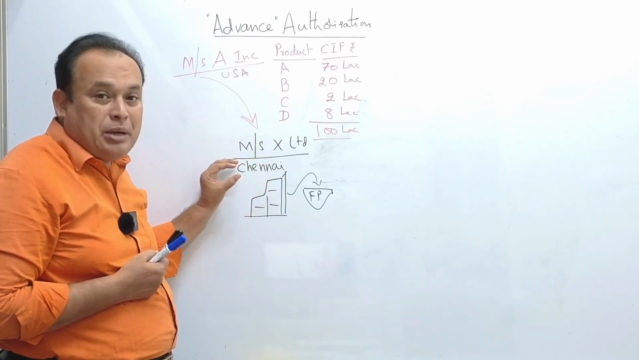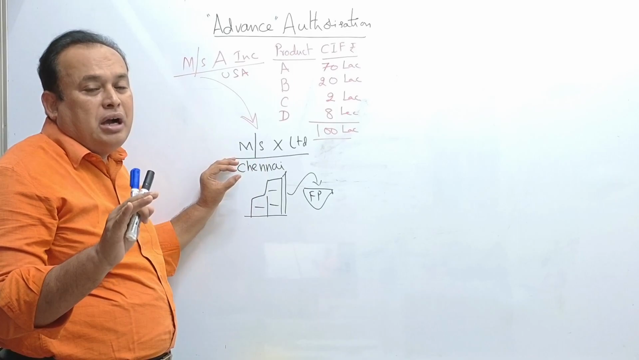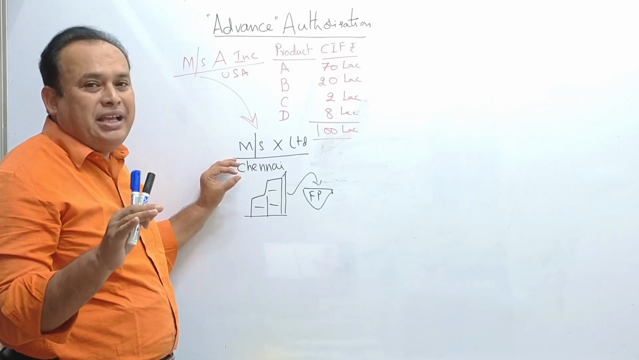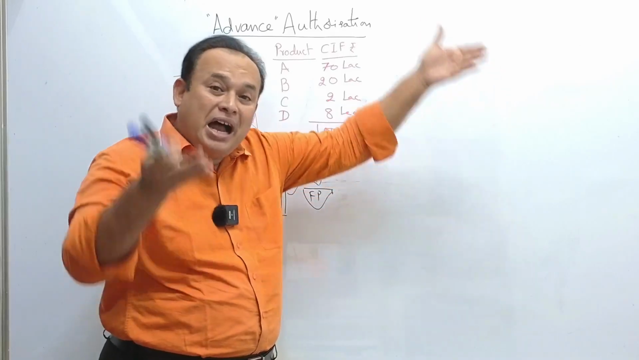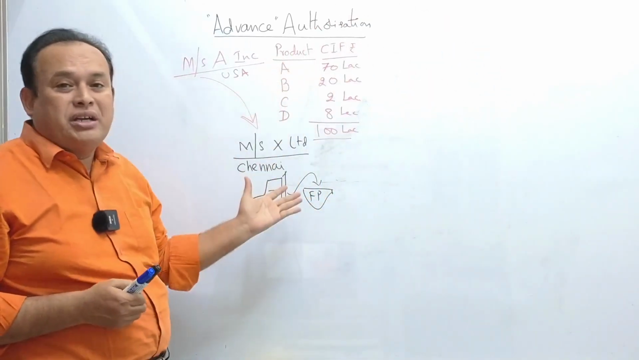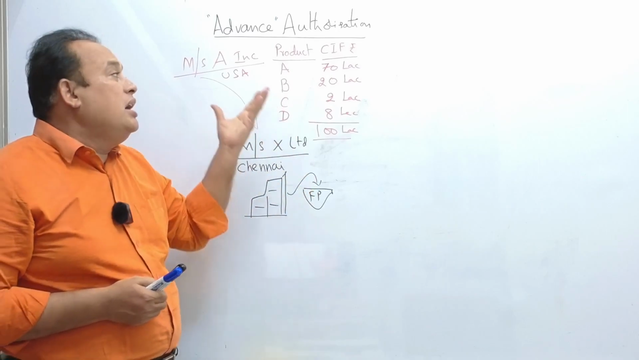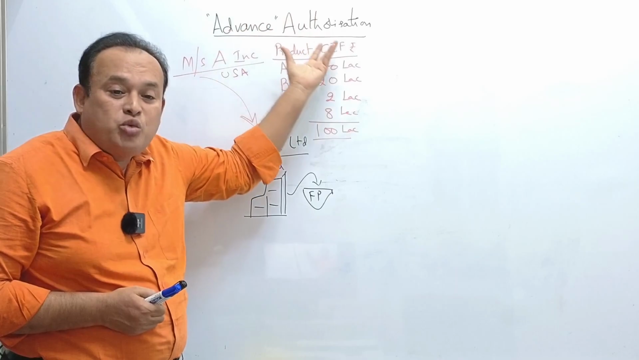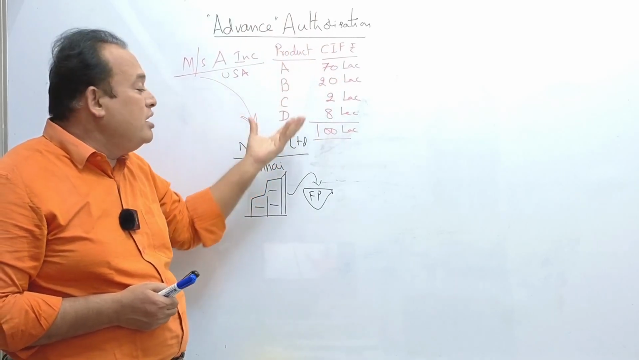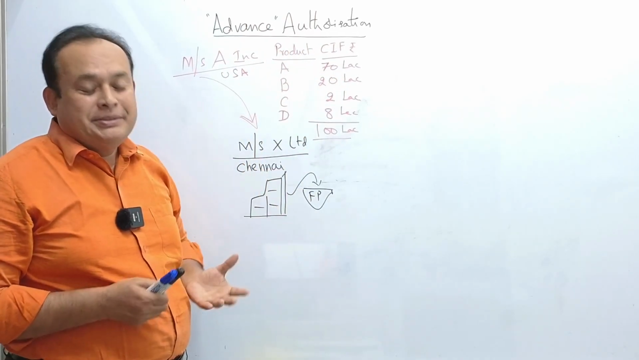Then X Limited promised, "I am not going to claim any export benefits at the time of export, because that benefit I already availed even before export." Resultantly, it is advance authorization. The benefit is given in advance. Therefore, it is advance authorization for me.